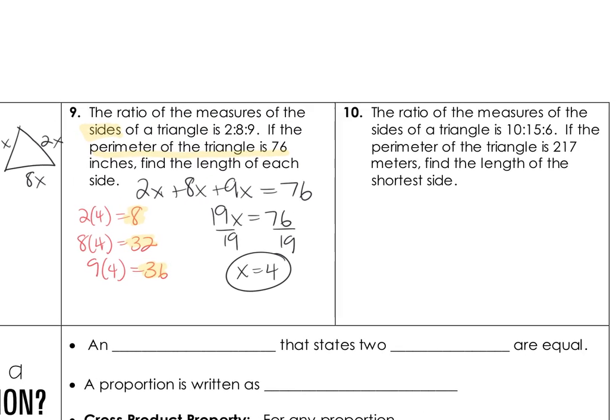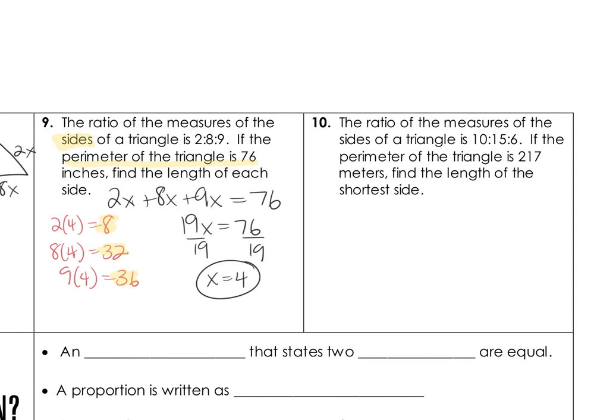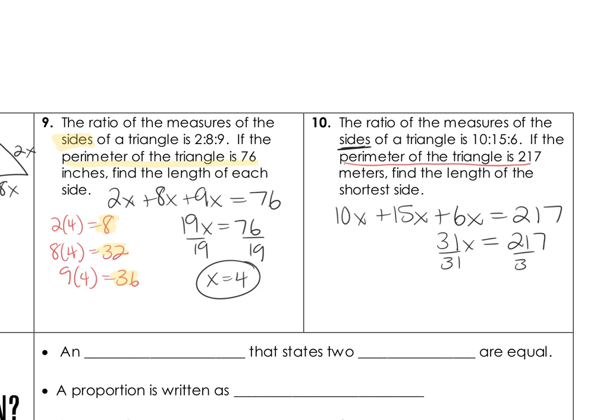Okay, very similar, number 10. Your equation is going to be, well, these are my sides of the triangle, so we're going to add them up. 10x plus 15x plus 6x. It's telling me my perimeter is 217. So if I add up all my sides, it equals the perimeter. So we're going to first solve this out to find x. We combine our like terms, so I get 31x equals 217. Divide by 31, I get x is equal to 7.